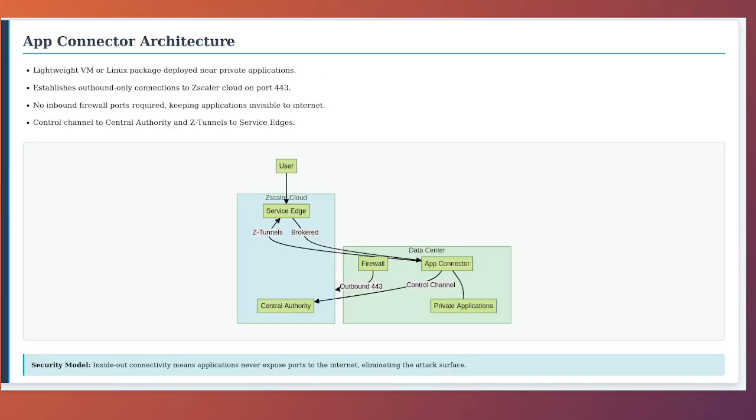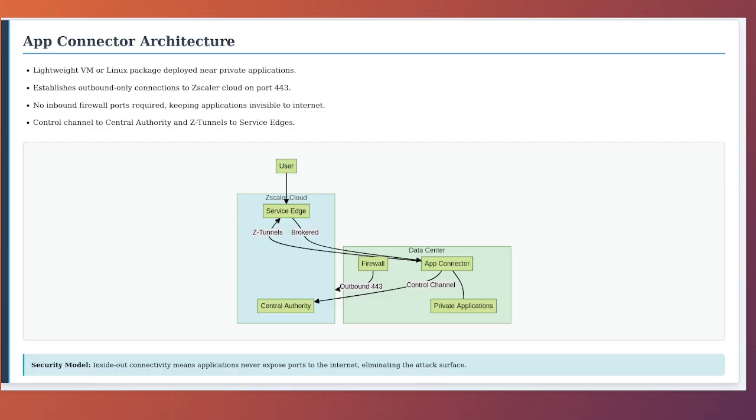App Connector Architecture. The App Connector is a critical component of Zscaler Private Access that enables secure connectivity to private applications. Understanding its architecture and deployment requirements is essential for any engineer implementing ZPA in their environment. An app connector is a lightweight virtual machine or Linux package that runs in your data center, cloud environment, or any location where private applications reside.